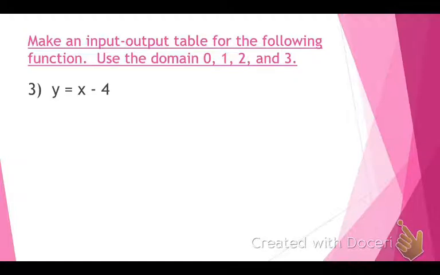So here's the whole thing. You've got to make an input and output table. It says to use the domain 0, 1, 2, and 3. Is the domain my x or my y? Domain is the x. So underneath the x, I'm putting 0, 1, 2, and 3.